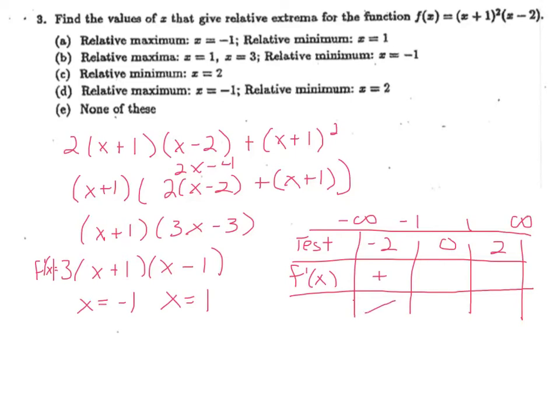If I plug in 0, I'll get a positive times a negative, so I'll get a negative value. So my function is decreasing. And then if I plug in 2, I'll get a positive times a positive, which is a positive, so we're increasing again. Which means that negative 1 should be a maximum, and positive 1 should be a minimum, which goes with choice A.